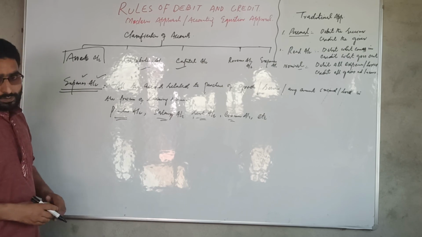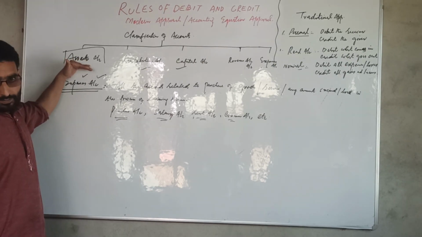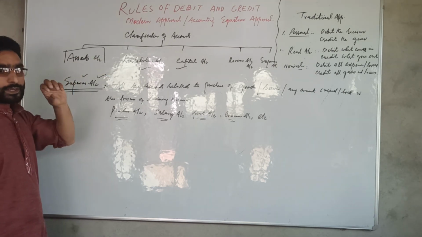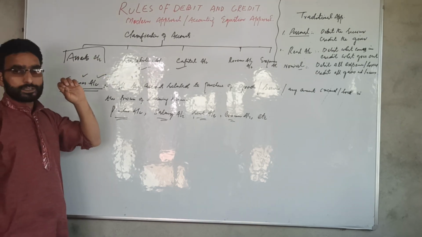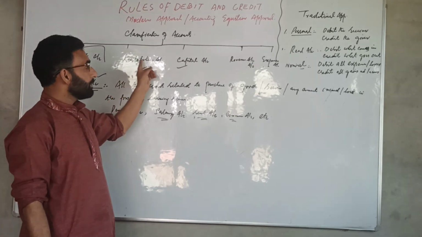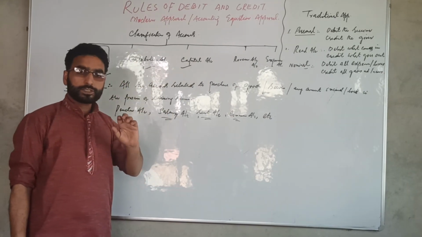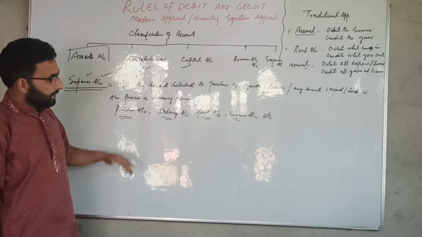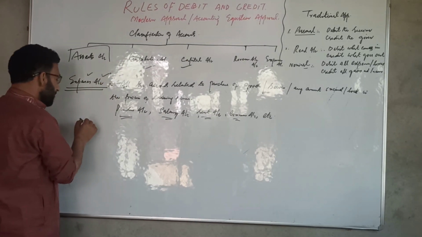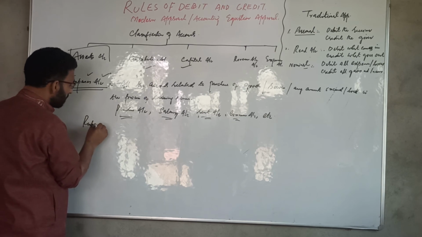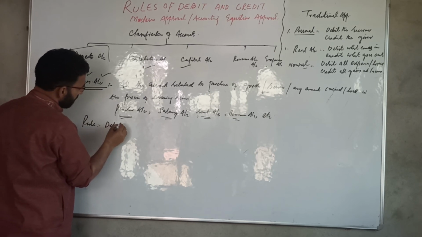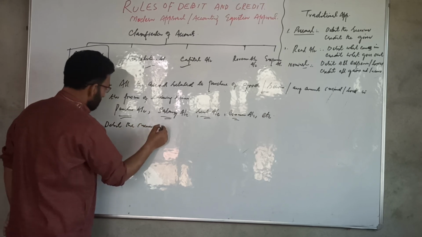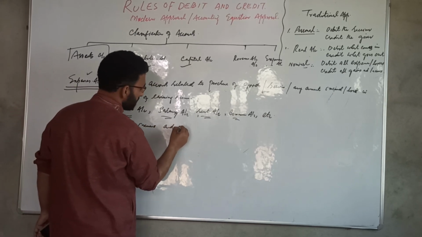So as per the rule, we have learned for the first two terms, assets and expenses, the rule is the same: debit the increase and credit the decrease. And for these three terms, liabilities, capital, and revenue, we have another rule, that is the opposite rule: debit the decrease and credit the increase. Now the rule here is: debit the increase and credit the decrease.